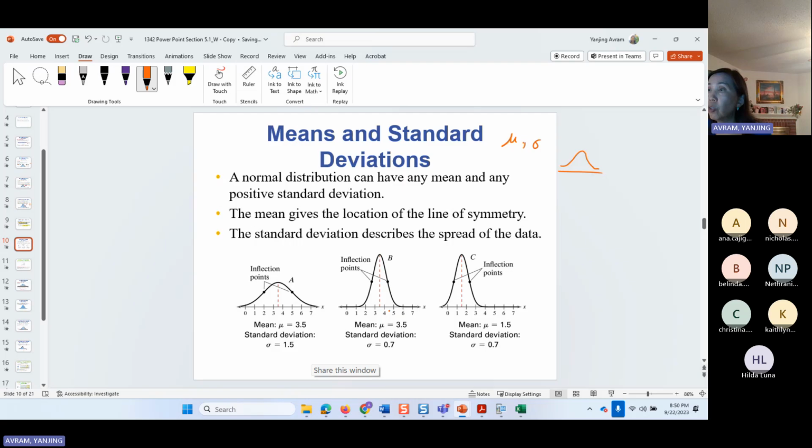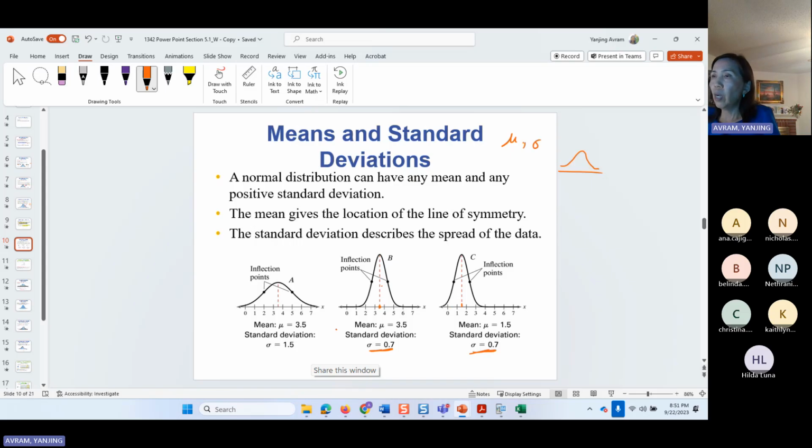But if you look at these 2 bell curves, these 2 look pretty much the same shape, right? The same shape means they have the same spread. Their standard deviation is the same, but they reside at different x values. Look at it. The mean is always in the middle because it's a bell curve. This mean here is 3.5. This mean here is 1.5. So they have a different mean, even though they look pretty much similar.